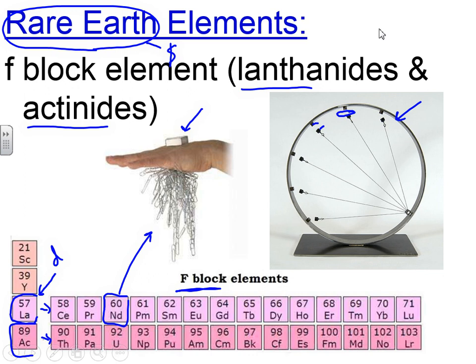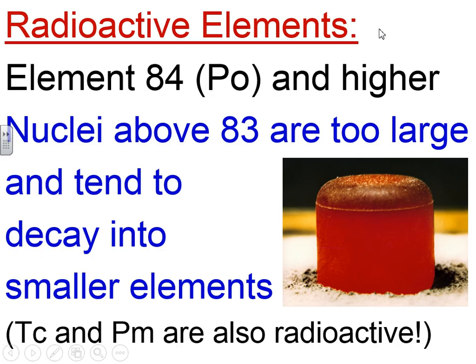And then we have the radioactive elements. Anything above 84, element 84 is polonium. Anything above 84 is radioactive. Now, radioactivity means that the nucleus, which is in the center, begins to break apart, begins to decay. And that's because it's too big. And when they decay, essentially it falls apart into smaller elements.